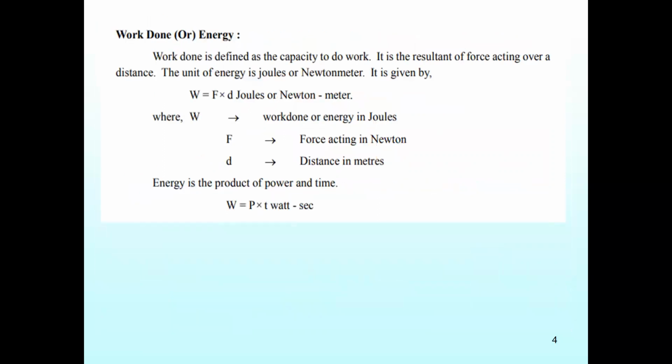Next one, energy or work done. Work done is defined as the capacity to do work. It is denoted by the letter W. The unit is joules or Newton meter. Energy is the product of power and time. W equals P into T, watt second.